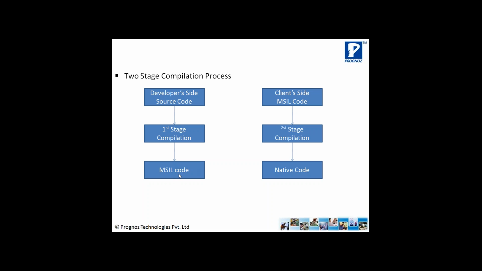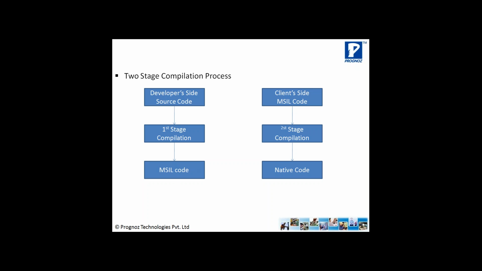We call this MSIL code, Microsoft Intermediate Language code. This code, if you observe, will look similar to assembly language code. Assembly language is also known as a low-level programming language. Compiling assembly into binary will take very little time. So the overall process is going to become very fast.